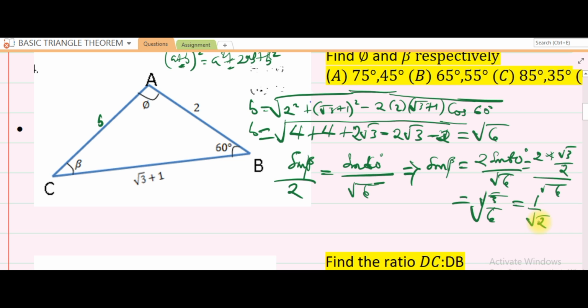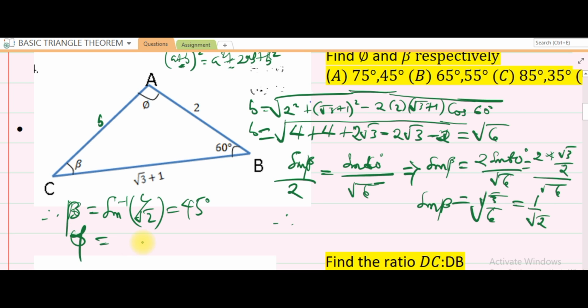So which implies, therefore, beta must be the arcsine of 1 over root 2, which is 45 degrees. So my beta is 45 degrees. Then phi, from the angle sum theorem, must be 75. That's the only way the sum must be 180. So our answer is A.